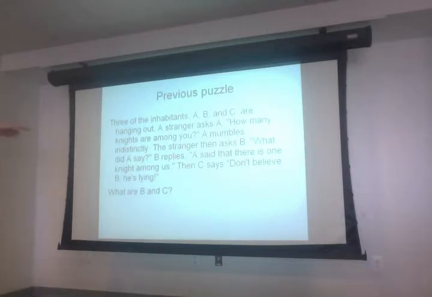So that means that B must be lying when he says that A said it, right? Because A couldn't have said it no matter what he is. And therefore, when C says that B is lying, C is telling the truth. Right? Now, bonus question, what do you think A is?